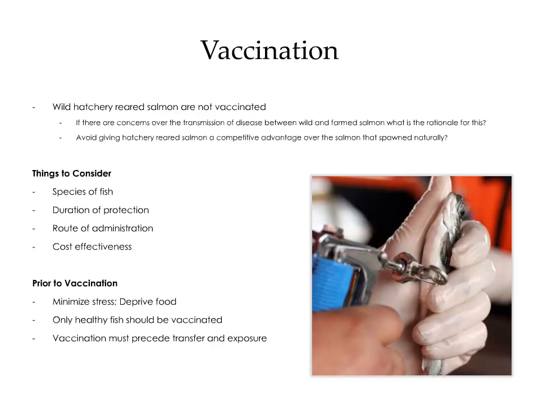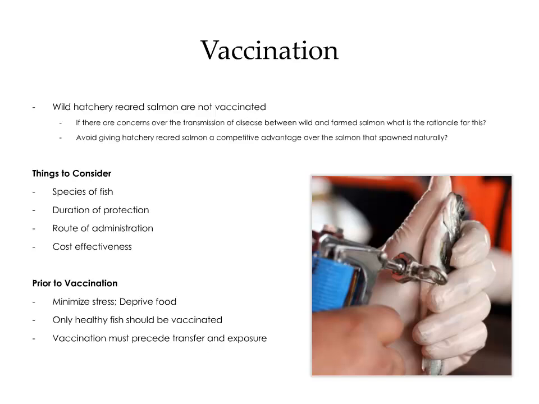Pre-smolts are vaccinated before they're transferred into marine pens. Wild hatchery-reared salmon are not vaccinated. The rationale for this is unclear, but perhaps it's to avoid giving the hatchery-reared salmon a competitive advantage over the salmon that spawned naturally.